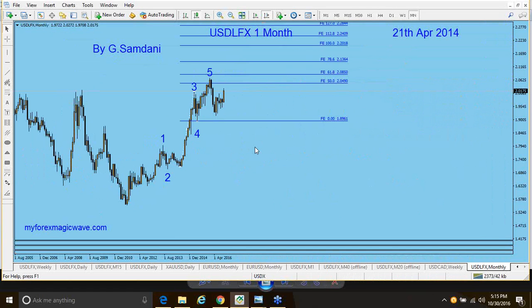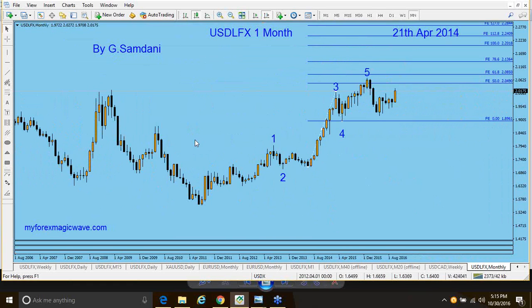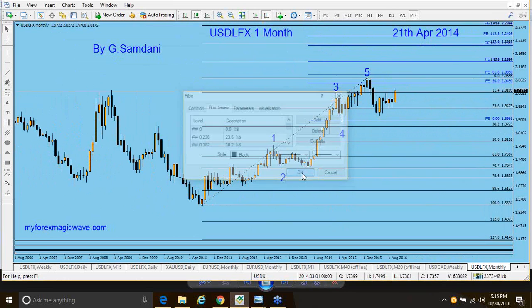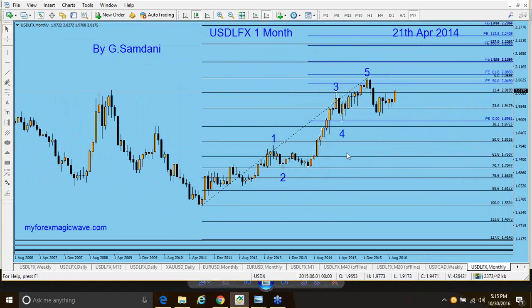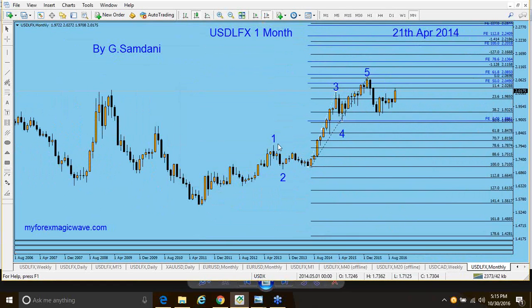For example, if I go to measure, so the 61% is coming here in this area, 50% is here in this area. If you measure this from here only, then you have 60% is coming into this area here. 78% is this high here.